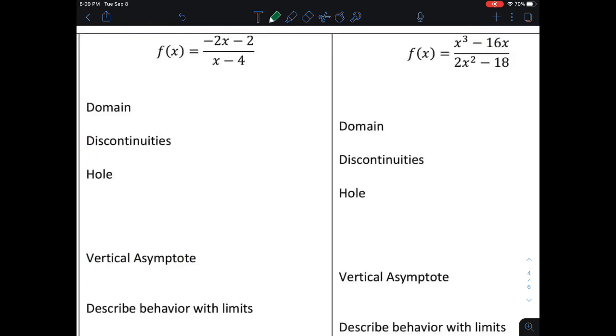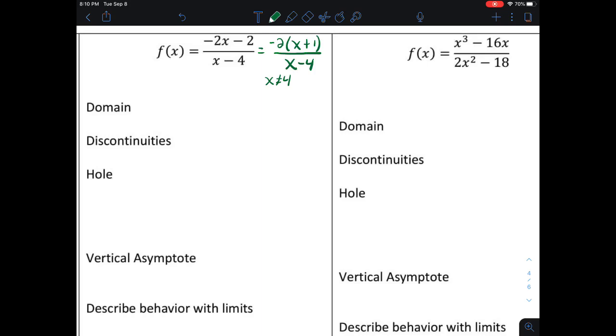Let's look at this second one. The same rule applies. If I want to do an analysis or find my domain or anything else, it's best to factor the problem and get a better look at it. So I'm going to pull out the GCF of negative 2 in the numerator. That's going to leave me with x plus 1 in my numerator, and in my denominator is still x minus 4. Now that I look at this in factored form, there's only one number that makes the denominator equal to 0, and that's 4.